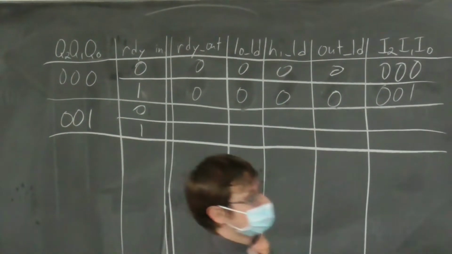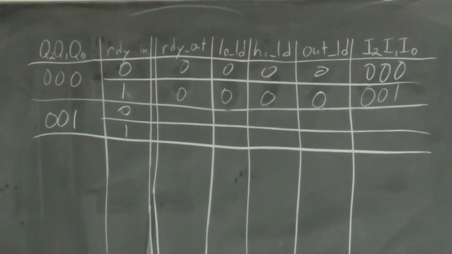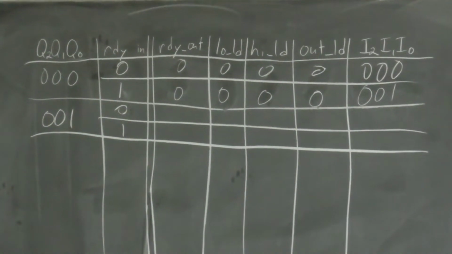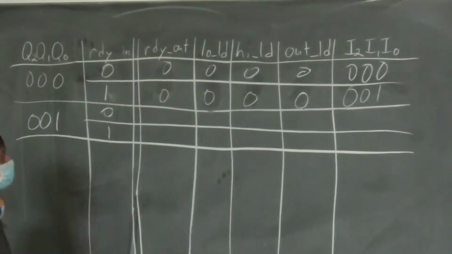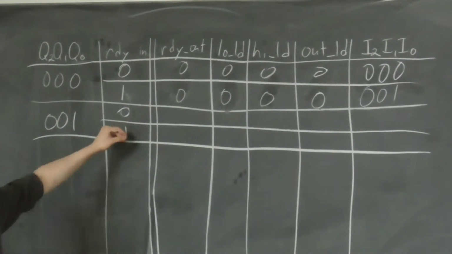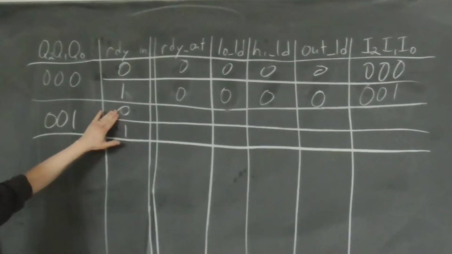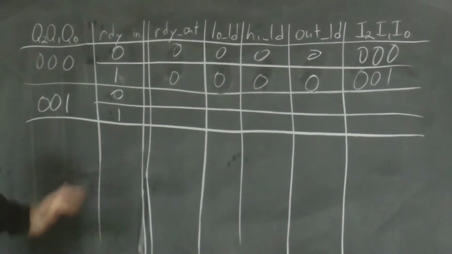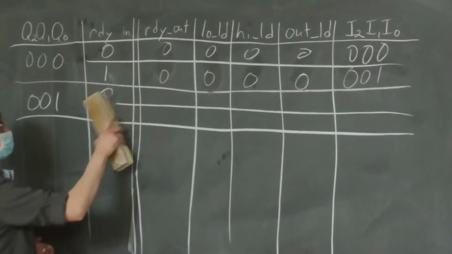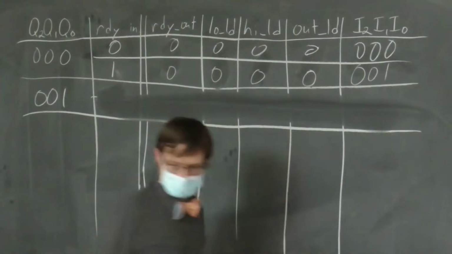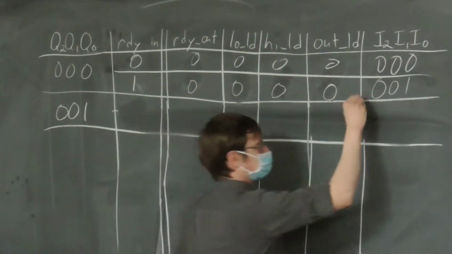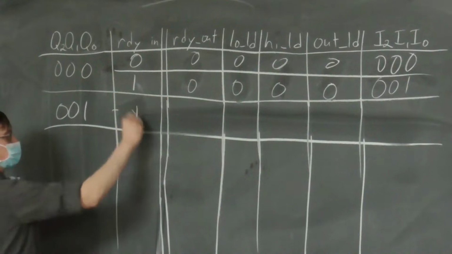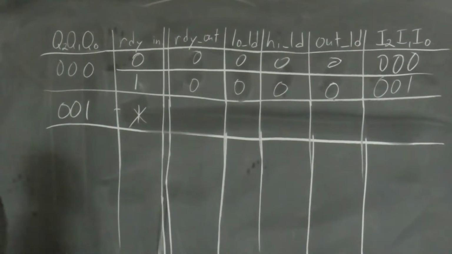Next state. If ready in goes 0 while you're in that state, what happens? Nothing, right? It has no effect. Basically, in this state, it doesn't matter whether this is 0 or 1. So in fact, let's just rewrite that. I know I'm making a mess, but I'm doing science. So we actually don't care in this state.